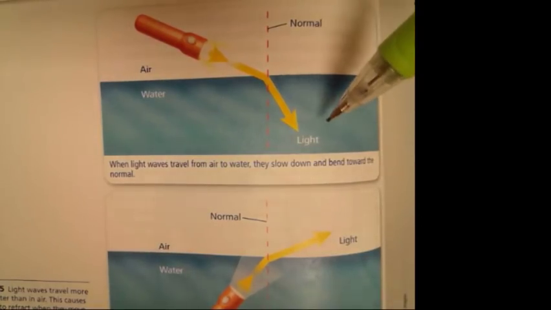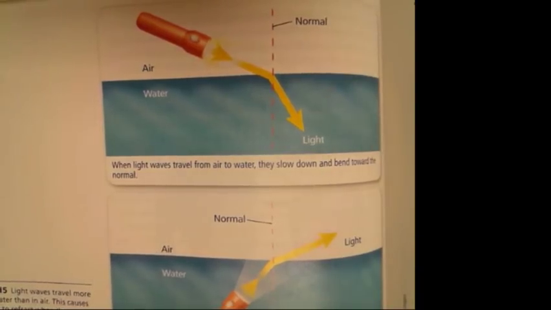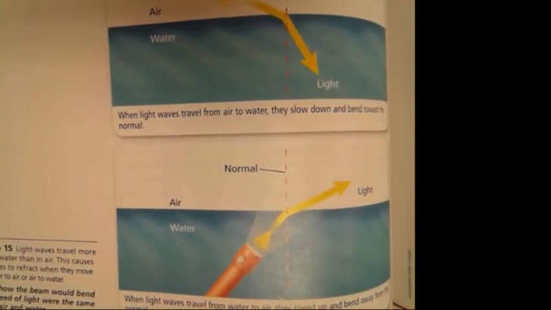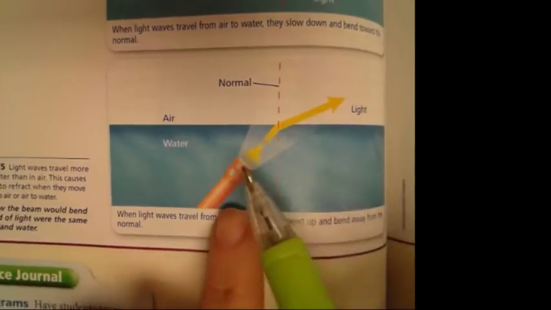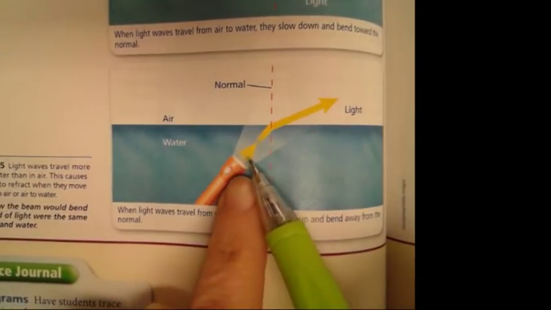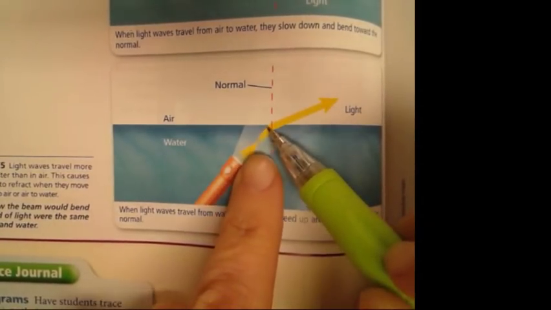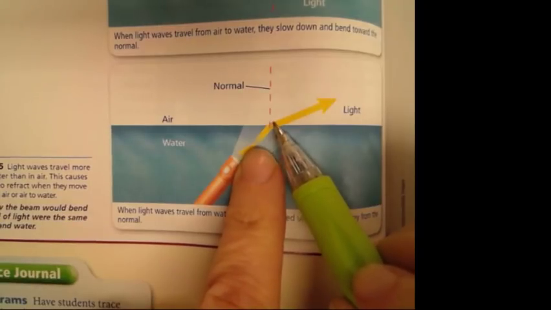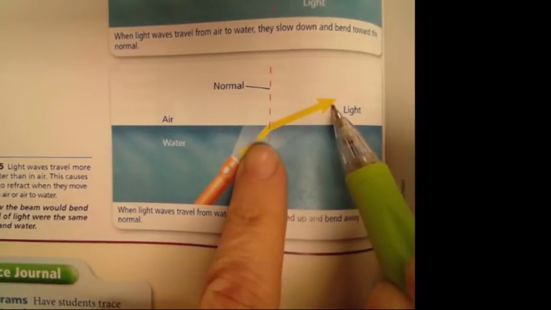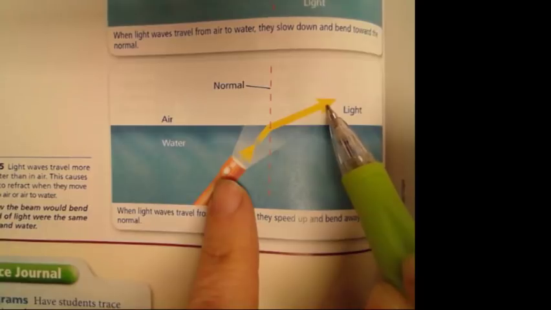The same thing can happen if I go the opposite direction. So if I look down here at the bottom picture, if I shine my flashlight from the water, and it goes from the water, the thicker material, into the less dense material, it is actually going to speed up when it's here, and it's going to bend the other direction.